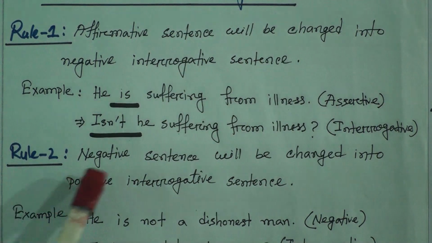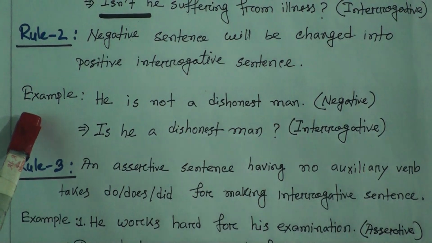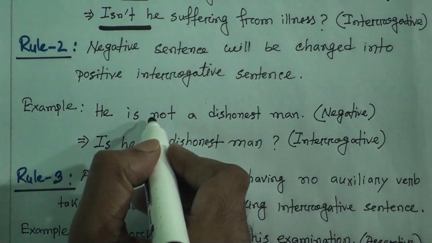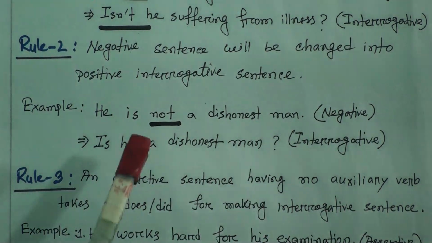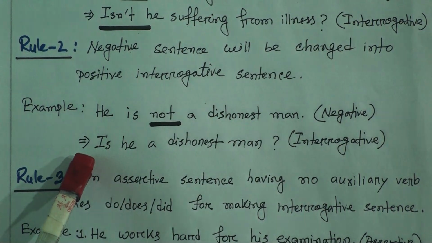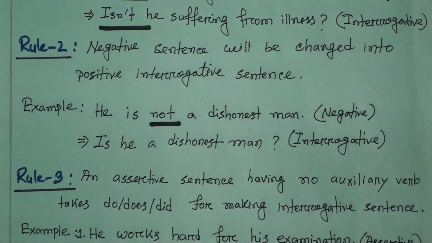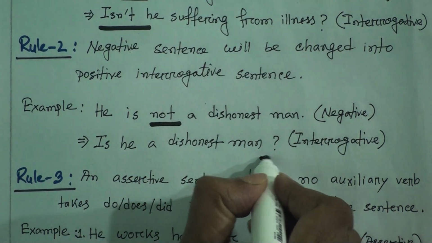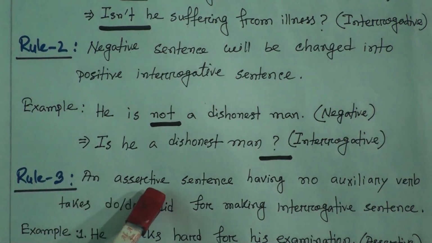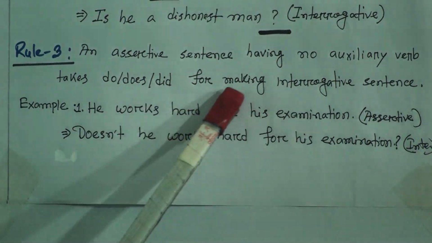Rule number 2, negative sentence will be changed into positive interrogative sentence. For example, he is not a dishonest man. This is a negative sentence. We can see here not is indicating the negativeness of the sentence, so we have to omit this while we are changing. The transformed interrogative sentence of this sentence will be, is he a dishonest man? And you have to keep in mind that you have to put the note of interrogation at the end of the sentence.